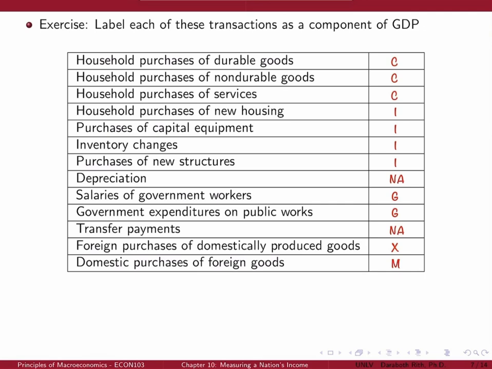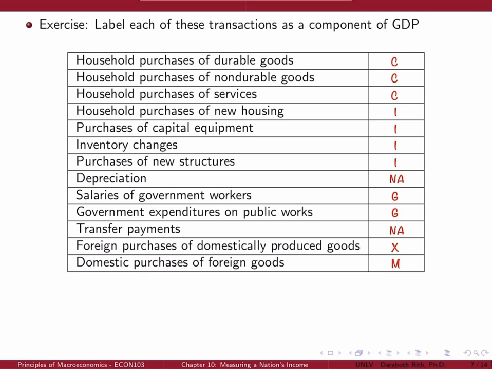Let's test our understanding of GDP components with the following exercise. We'll categorize various types of spending and activities into their respective GDP components. Household purchases of durable goods fall under the consumption component. Household purchases of non-durable goods also fall under the consumption component. Household purchases of services are part of the consumption component.